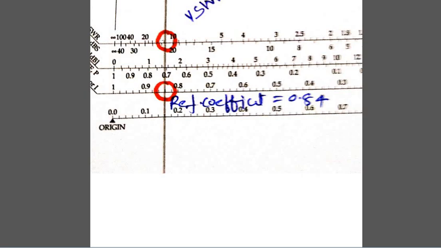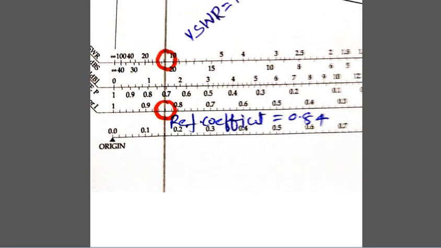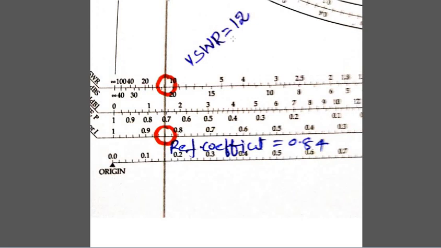So this is the scale. I am marking it as VSWR equal to 12, and the reflection coefficient at this point will be equal to 0.84. The reflection coefficient will be equal to 0.84.